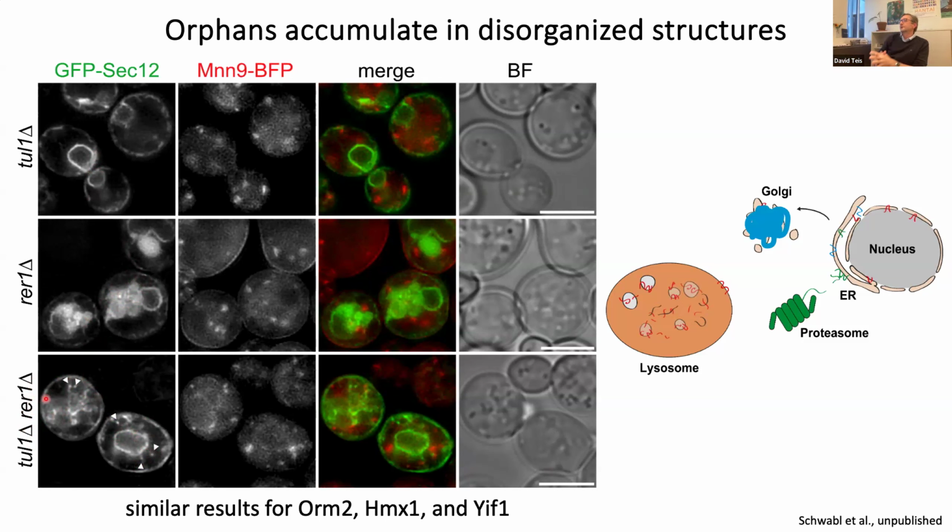So together with the proteomics data, these findings suggested that the DSC complex and RER1 together prevent the accumulation of orphaned membrane proteins on post-ER compartments. And we have similar results for the other cargoes that we identified. ORM2, HMX1, and YIF1 also accumulate on post-ER compartments in the double mutants.